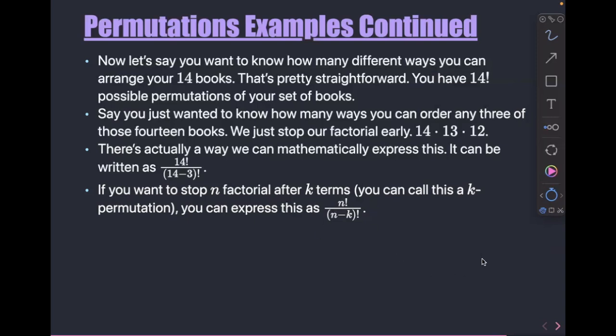And this is actually called a K permutation because you're taking it from a bigger set, but you're taking permutations only of size K, right? Like this was permutations of size 3 from our set of size 14. So that's why it's called a K permutation.